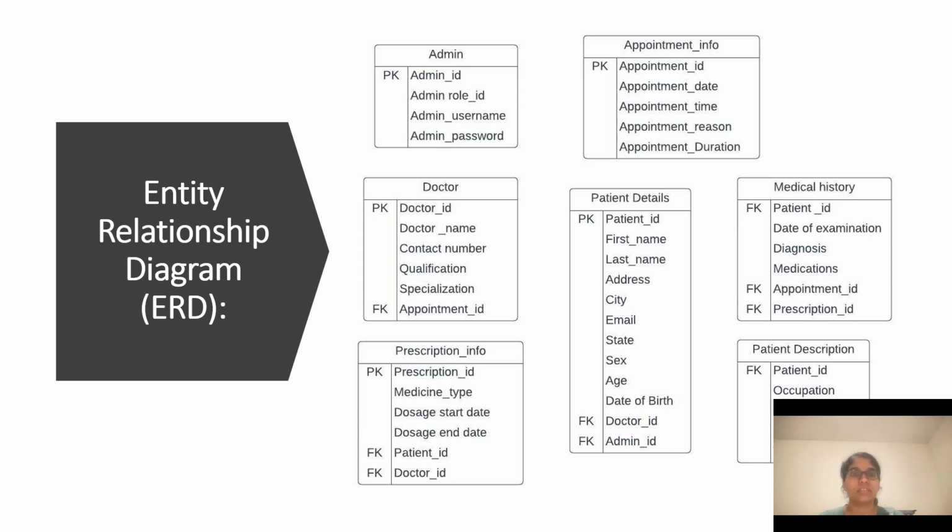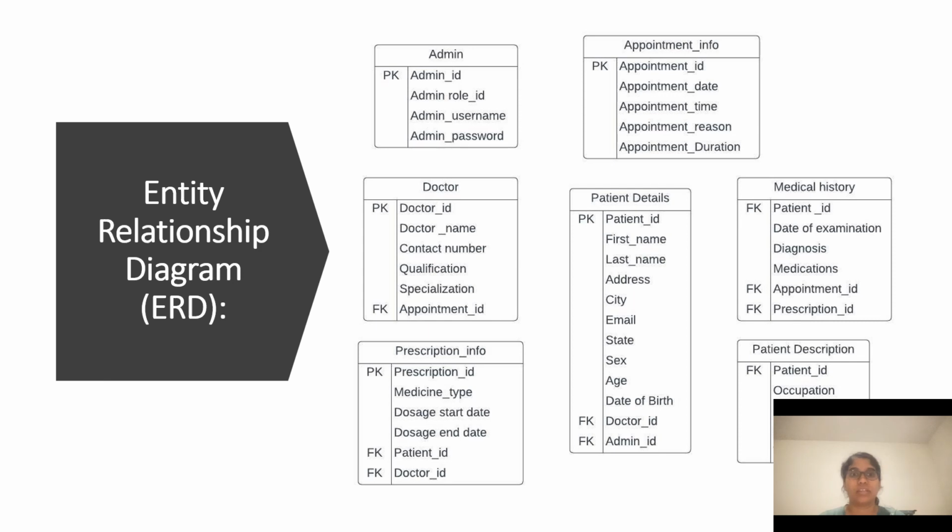Coming to the admin entity, the primary key is admin ID, where a primary key consists of single or multiple columns. The admin entity also has role ID, username, and then password. Coming to the appointment info, the primary key is appointment ID, and then come all the attributes.